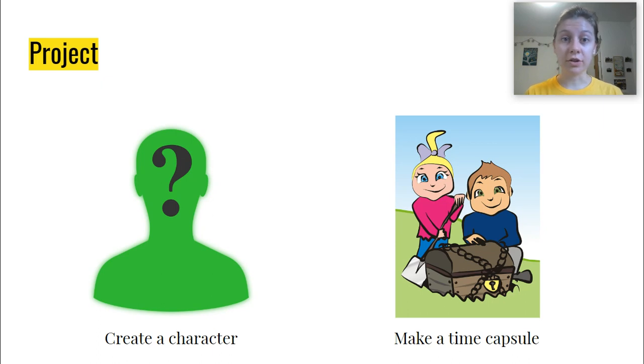Then, once you've created your character, the next step is to make a time capsule. A time capsule is a collection of items that someone will collect and then not open again for many, many, many years. So you're going to make a time capsule that your character might have made when they lived in ancient China, and you're going to be filling it with things that they would have had in their life. So tools, toys, or different things that they would have had in their house.